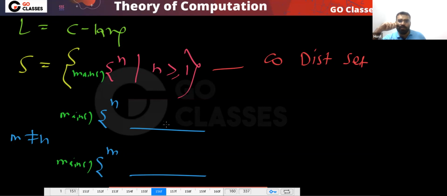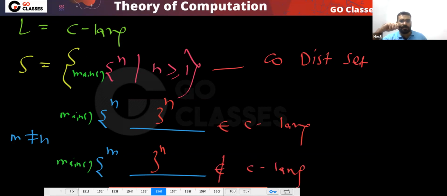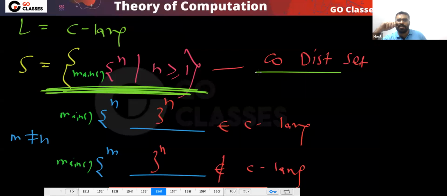Now you can notice that this power n will distinguish. Now this belongs to C language and this does not belong to C language. So what have we proven? We have proven that this set is an infinite distinguishable set.